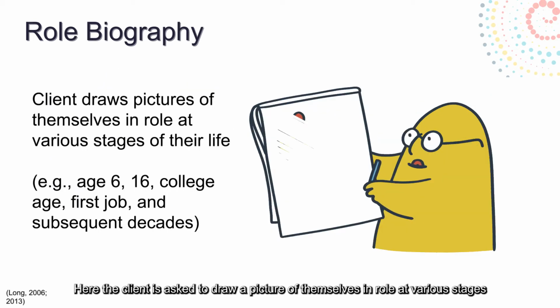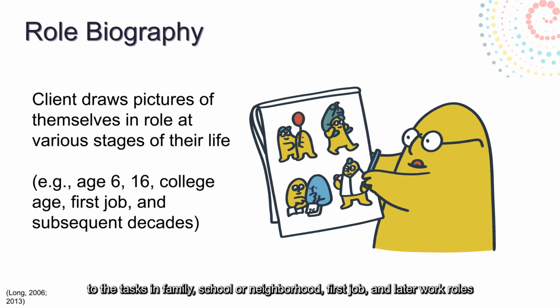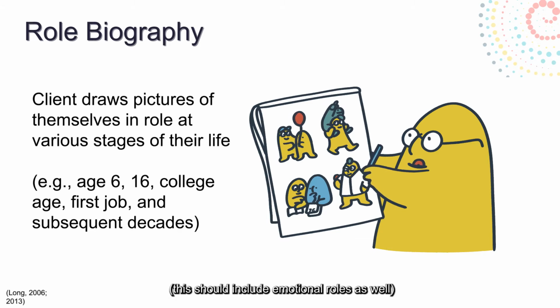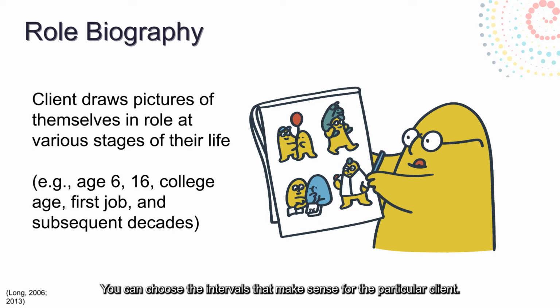Here the client is asked to draw a picture of themselves in role at various stages of their life, thinking about the roles they have taken up in relation to tasks in the family, school, or neighborhood, their first job, and later work roles. This should include emotional roles as well. They might begin at age 6, then go on to age 16, in college, their first job, etc., until they reach their current role. You can choose the intervals that make sense for the particular client.